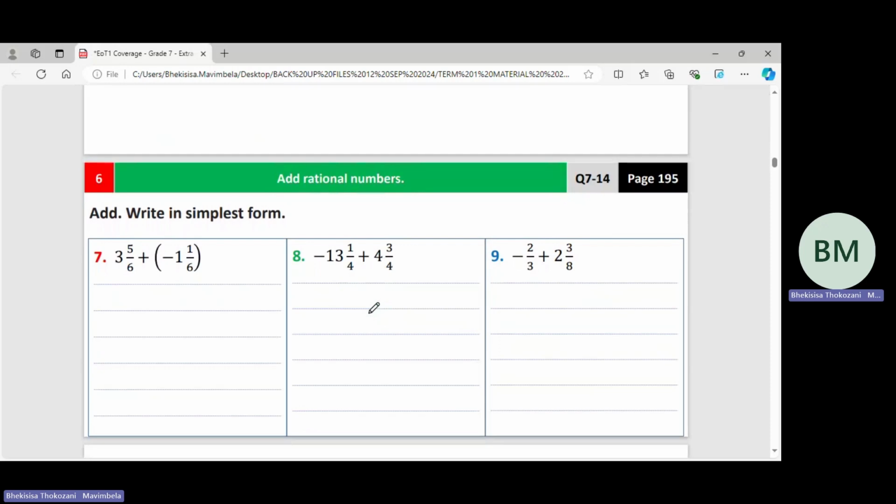When you are faced with this, we have 3 and 5 over 6. Okay. Now let's see how we can best do this one here. Right? Let's do this.